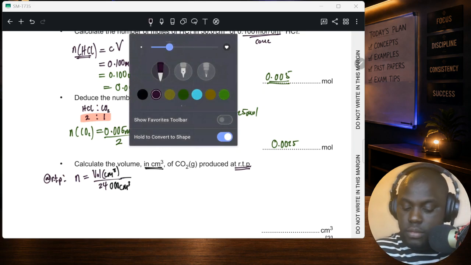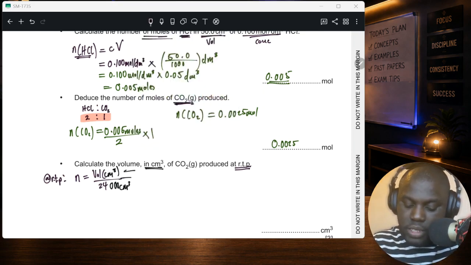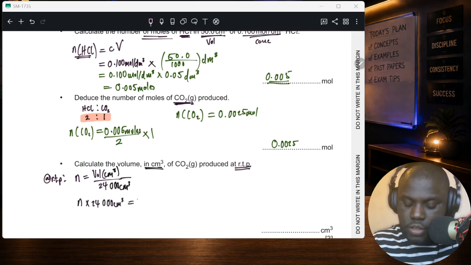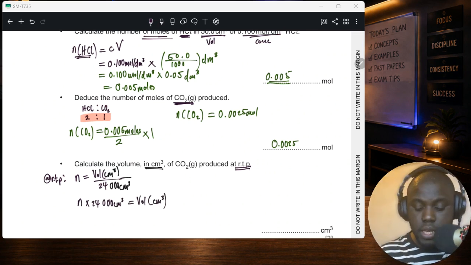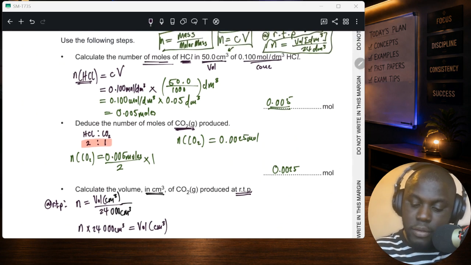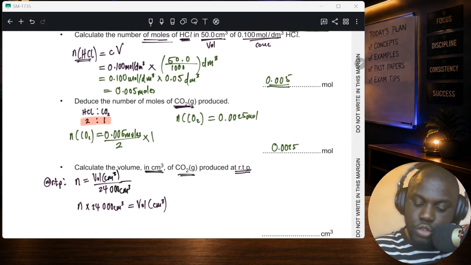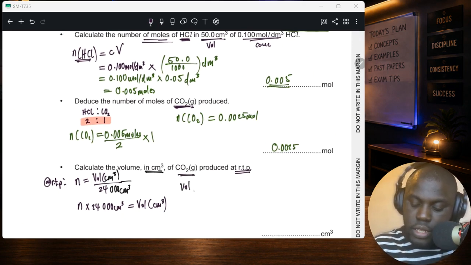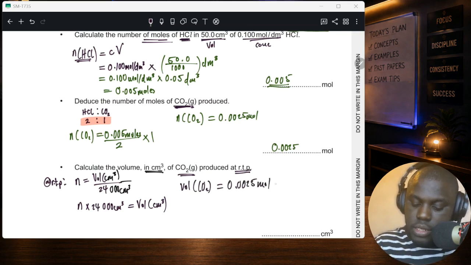That's the formula. So what we can now do, they want volume in cm cubed, so we take 24,000 to the other side. Number of moles times 24,000 cm cubed is equal to the volume in cm cubed. What is the number of moles? We're still dealing with CO2, so the number of moles of CO2, we just got it. So the volume of CO2 is 0.0025 moles times 24,000 cm cubed.